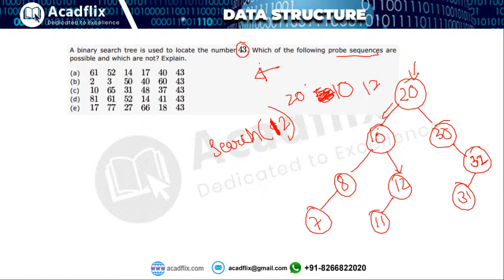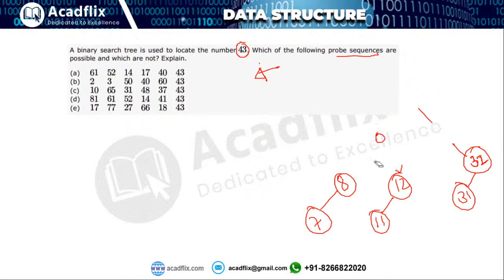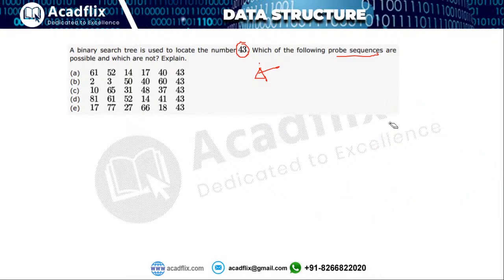So that is exactly what they are saying: while I'm searching for 43, which probe sequence is actually possible? There are many questions based on this particular concept. So I'll tell you a trick as to how to solve these kinds of questions. There is one step only that you need to follow, and that step is this thing only. Okay, so Pooja has probably answered right away.